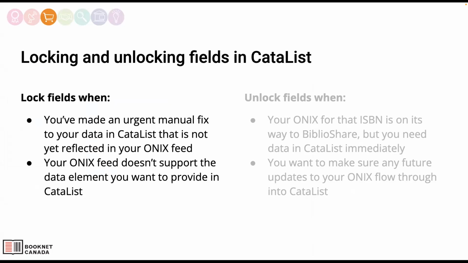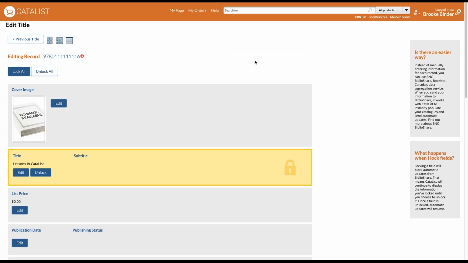Locking a field is useful when you need to make an urgent fix, but your ONIX does not yet reflect the change. Or perhaps your ONIX feed doesn't support a field, for example, key selling points, but you don't want the information to disappear when you send your next metadata update. To lock all fields for a title, click the Lock All button at the top of the Edit Title page. This will effectively freeze your data in CataList. It will not be updated on the platform until you manually edit it or you unlock it.